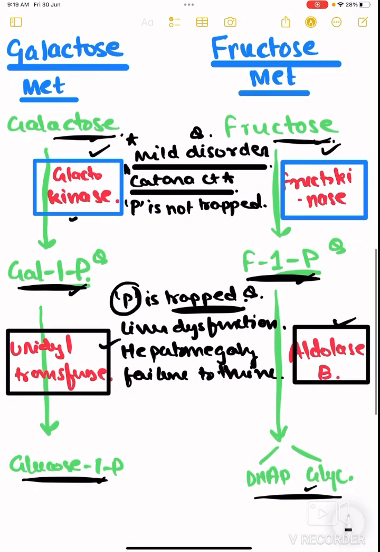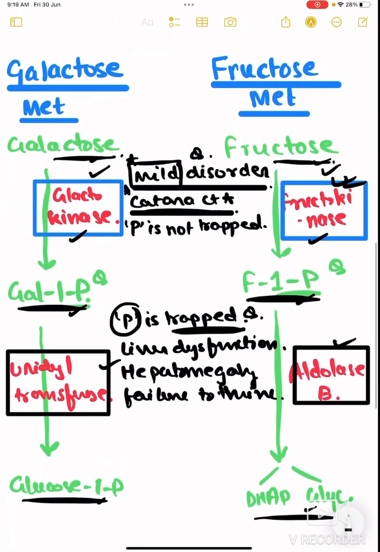Whereas in case of galactokinase or fructokinase deficiency, nothing will happen. It will be a mild disorder and only cataract will be present, right? And in fructokinase deficiency, cataract will also not be present. Nothing will happen. It is such a mild disorder.